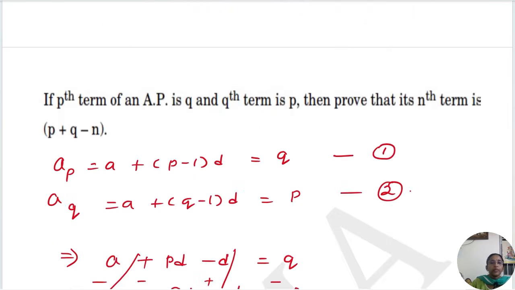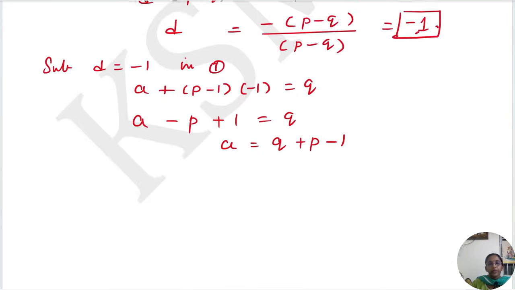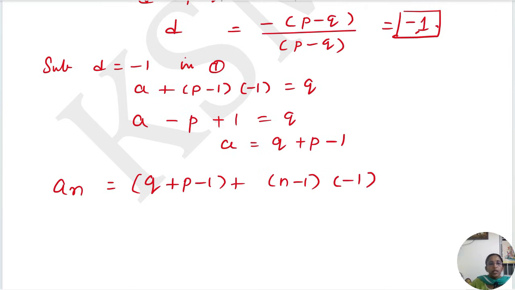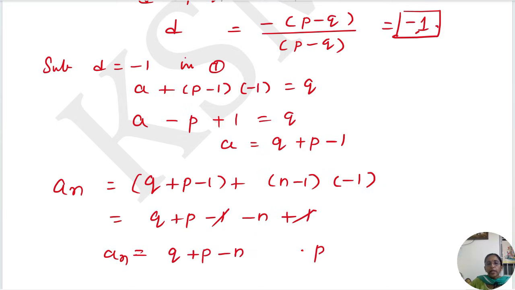And what is our question? We have to find out the nth term. So a_n. So a_n is a value: a is Q plus p minus 1, plus (n minus 1) into minus 1. Adjust your terms. So minus n plus 1. So 1 will get cancelled. So our a_n value is Q plus P minus n. So hence proved.